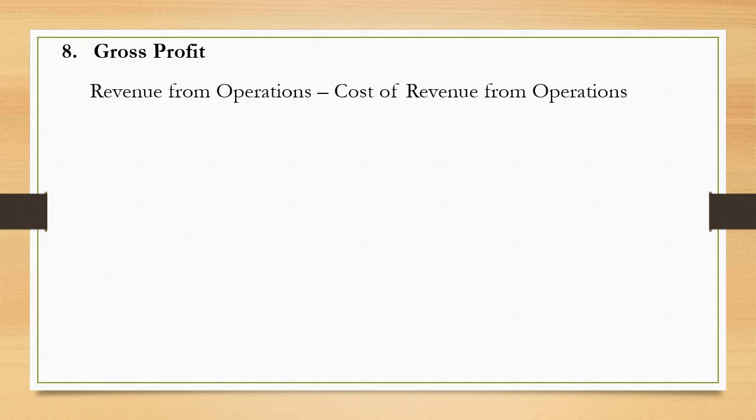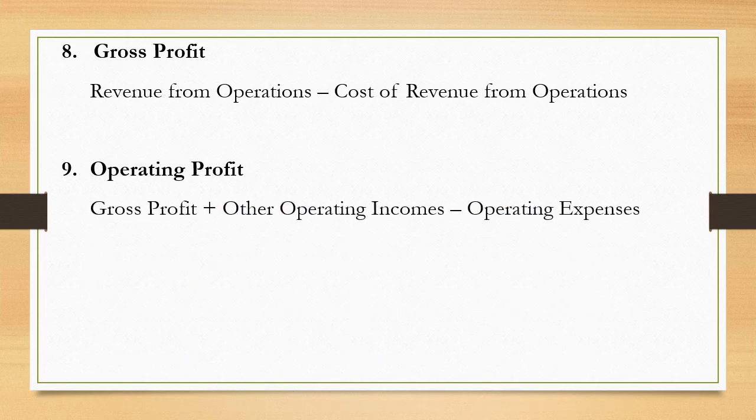How do you calculate gross profit? A very simple formula: revenue from operations minus cost of revenue from operations, or in simple words, net sales minus COGS. The formula for operating profit: gross profit plus other operating incomes minus operating expenses. Please take care, whenever you need to calculate operating profit, you just need to exclude non-operating items, whether it is income or expense.